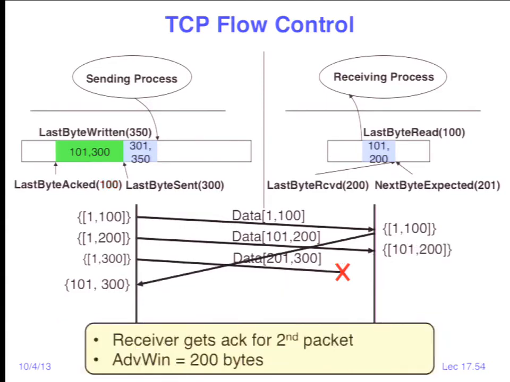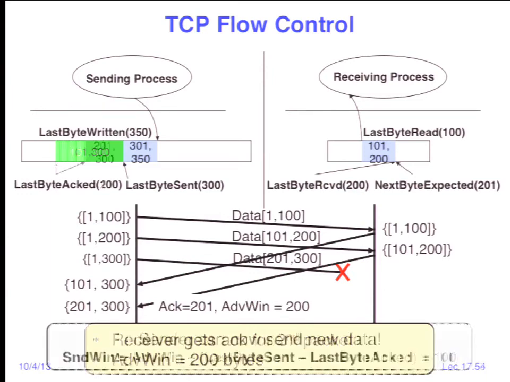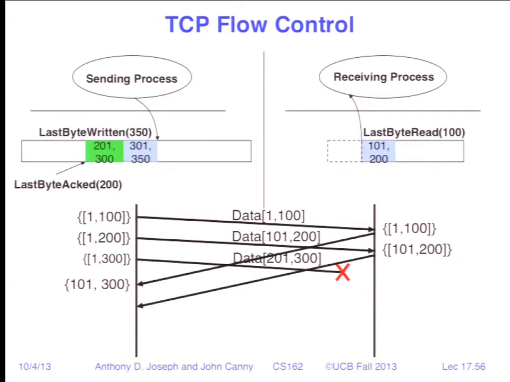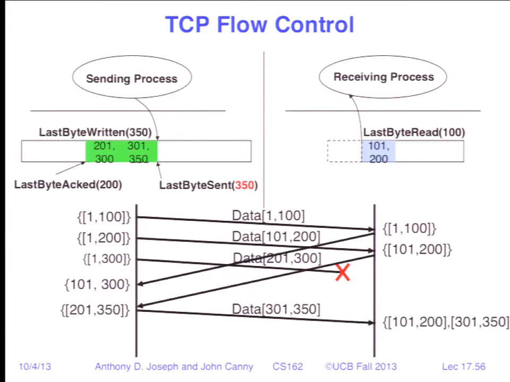All right. So now we get the acknowledgement for the second packet, and advertised window is 200. Now we can send new data, right? Because we know that that second packet was received, and the advertised window is 200, and so that allows us to send another 100 bytes. So we can send the last 50 bytes, right? And that goes in.